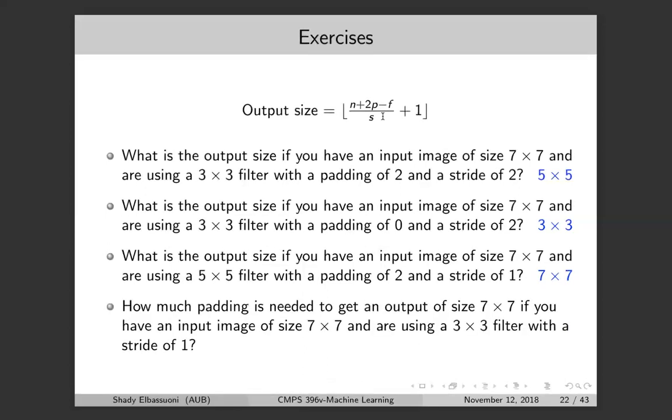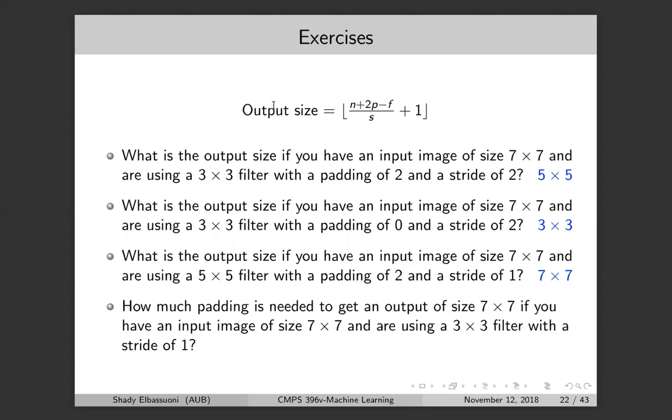How much padding is needed to get an output size of 7 by 7 if you have an input image of 7 by 7 and you're using a 3 by 3 filter with a stride of 1? So what is the unknown here? P, exactly, and I have everything else. It can't be a decimal, right? A padding of 7 is not realistic.